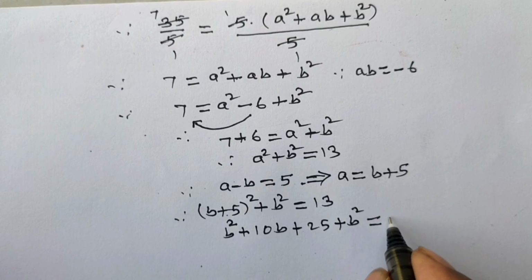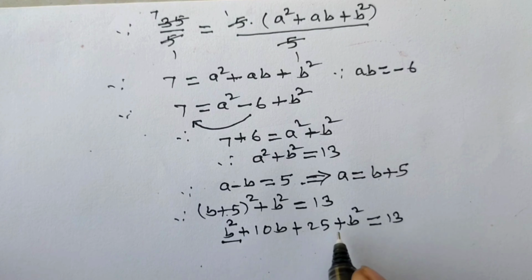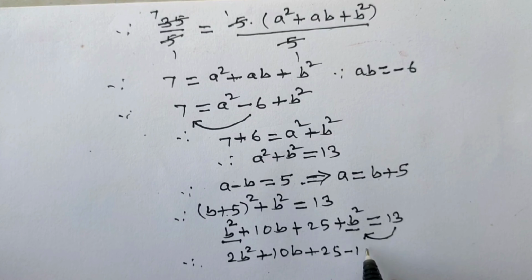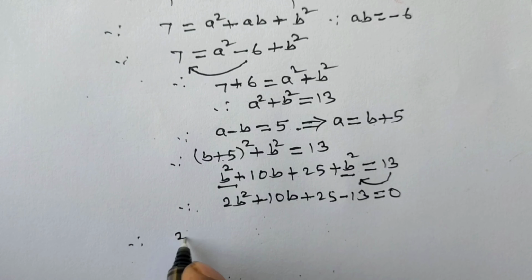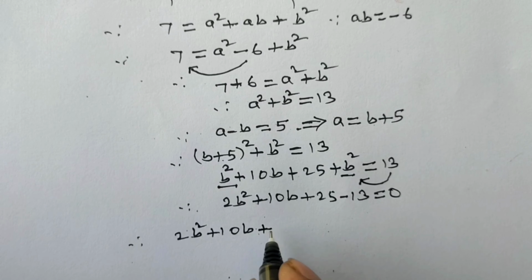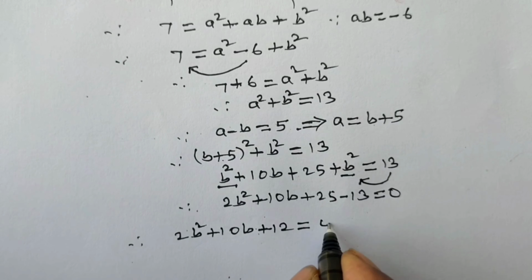is equal to 13. Collecting this b square and this b square, hence 2 into b square plus 10b, taking this 13 on the left hand side, plus 25 minus 13 is equal to 0. Hence 2b square plus 10b plus 25 minus 13, that is 12, is equal to 0.